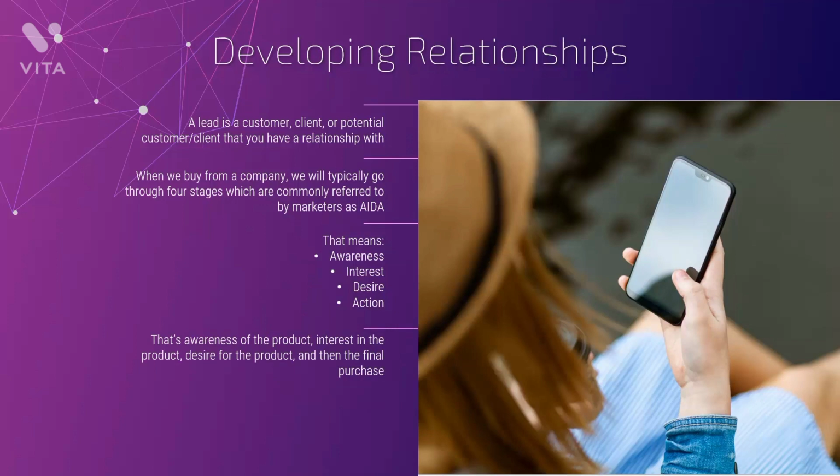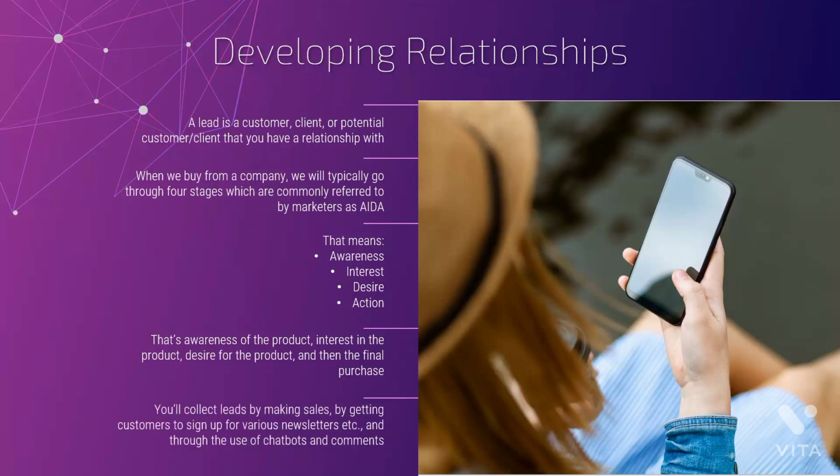That's awareness of the product, interest in the product, desire for the product, and then the final purchase. If you think of traditional social media marketing techniques as being predominantly aimed at the first 2 points, social messaging marketing is about the latter 2. What's more is that social messaging helps to increase familiarity, trust, and authority.